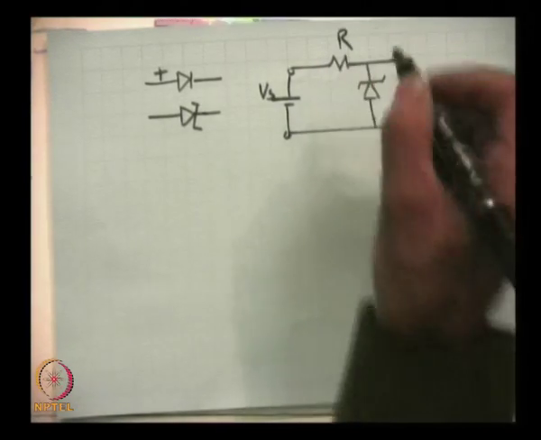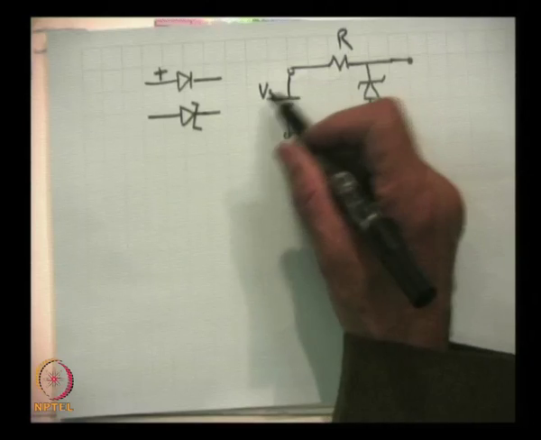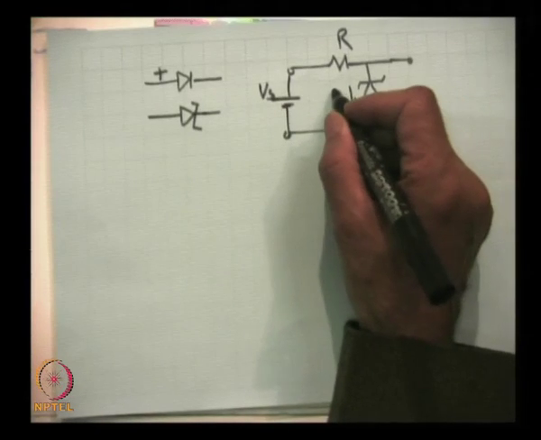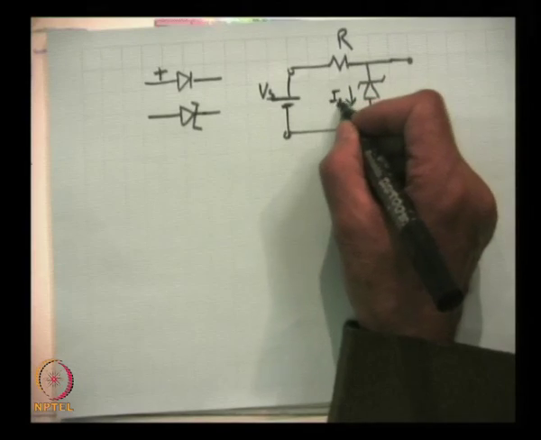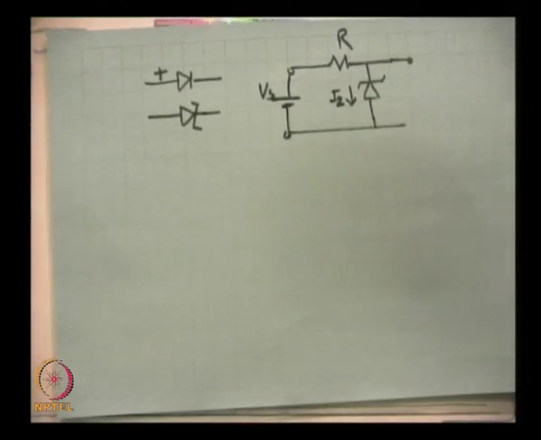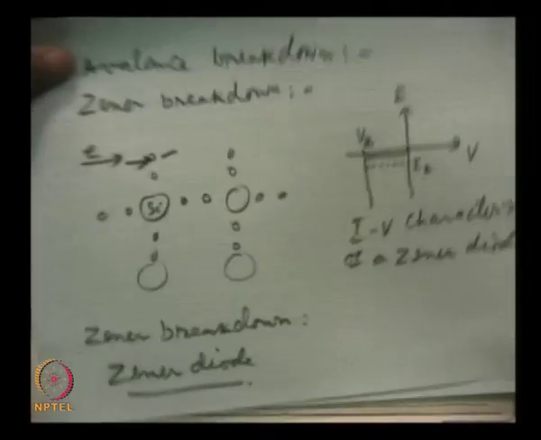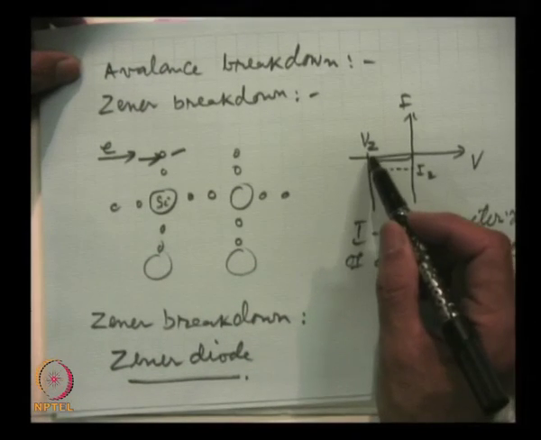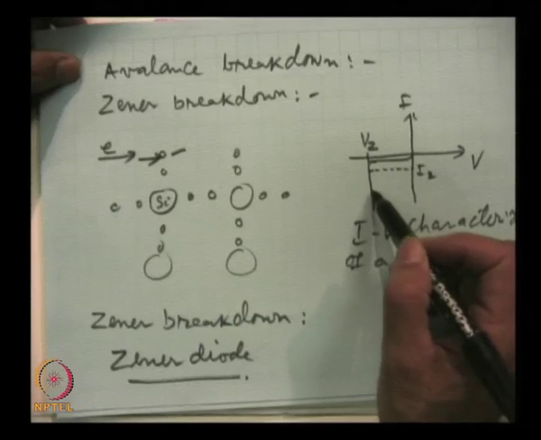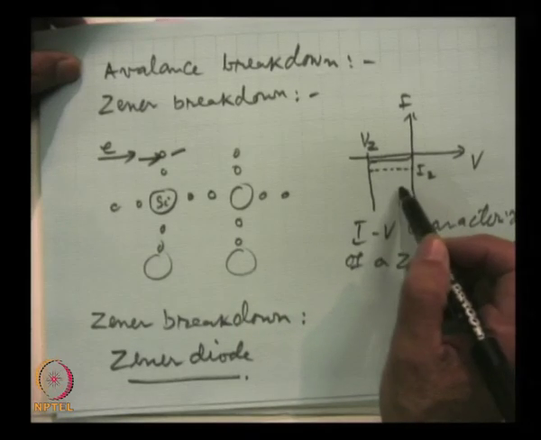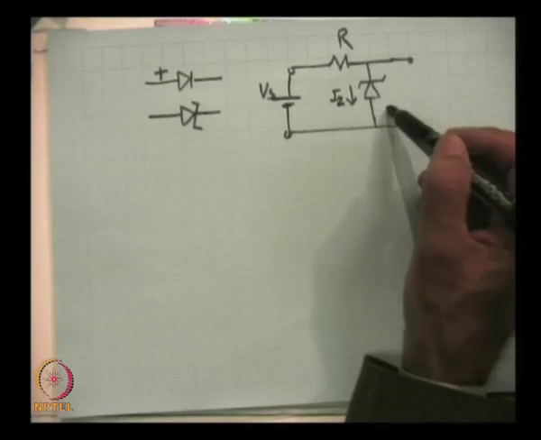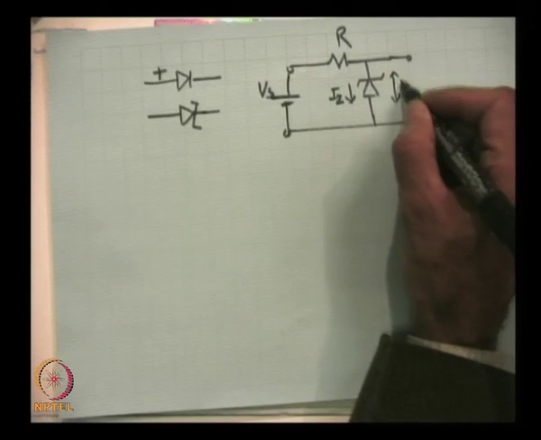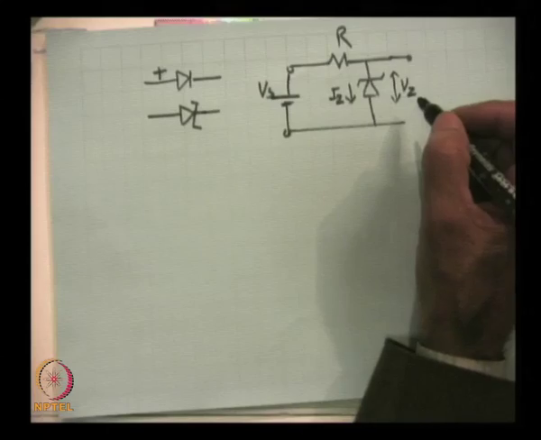This is a resistance R, this is the applied battery, and here is this current I Z. Now, this is a useful property of the Zener diode, that through it different amounts of current may flow, but the voltage drop across it will remain the same, and this will be equal to V Z, the breakdown voltage.